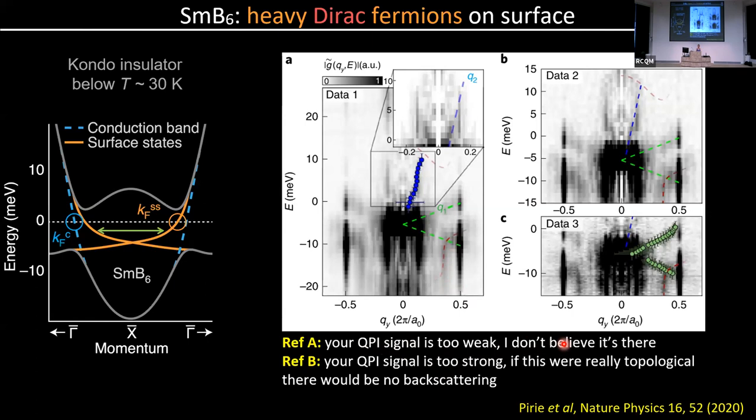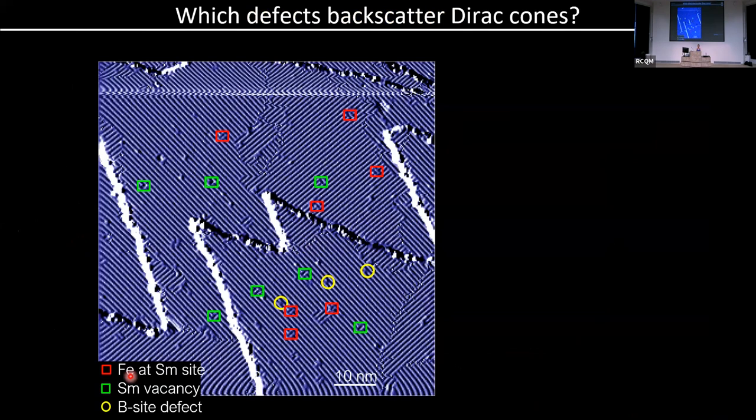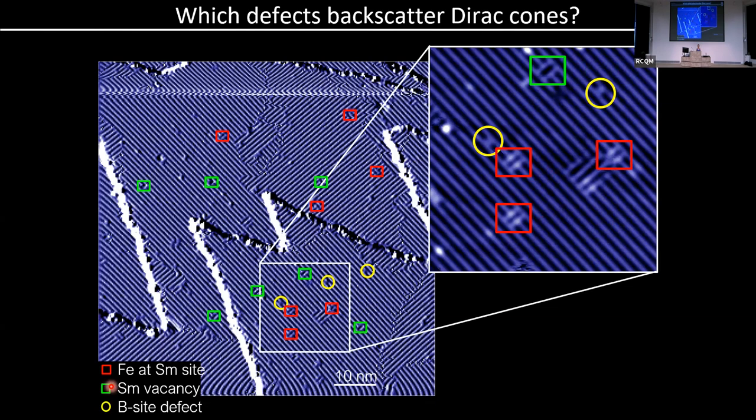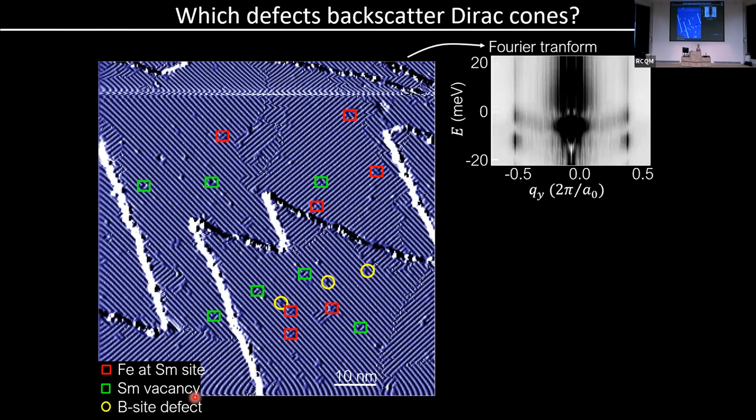So here's an image, a larger image of SmB6 with different site defects. Red and green are Kondo holes. Yellow is a boron site defect, not a Kondo hole. You can see zoomed in, we can tell the difference between them. We Fourier transform it. We see our heavy Dirac state here.